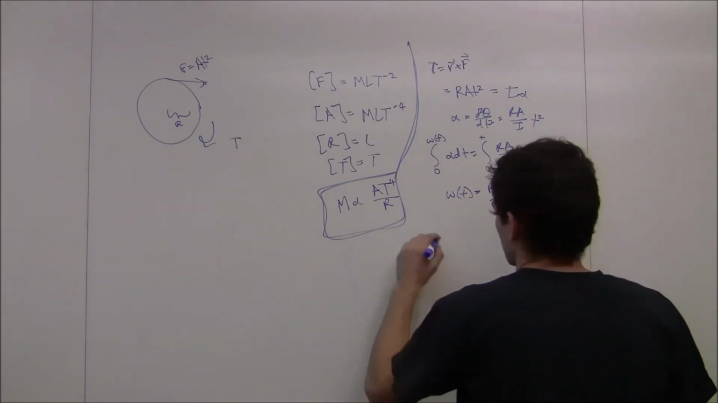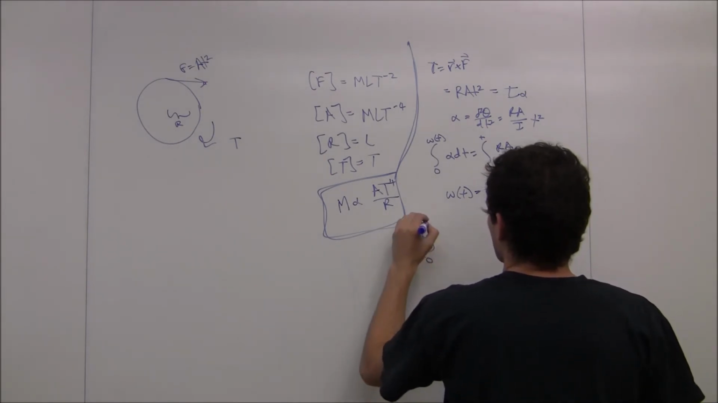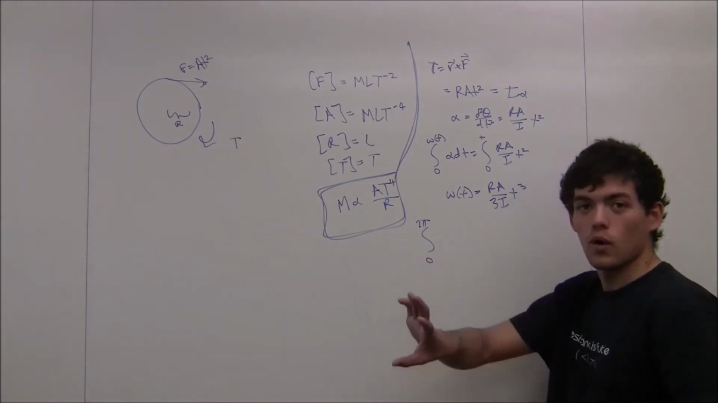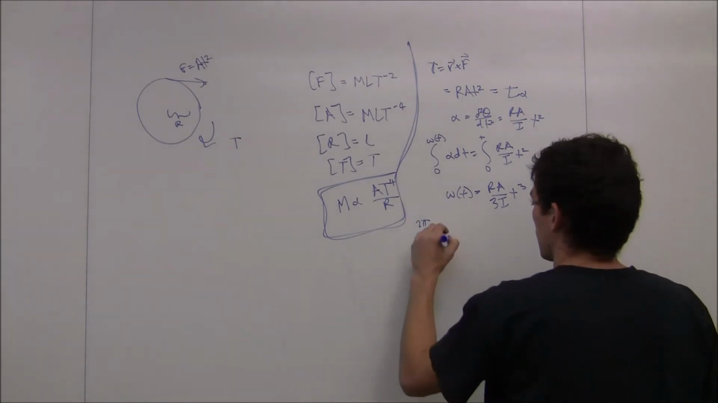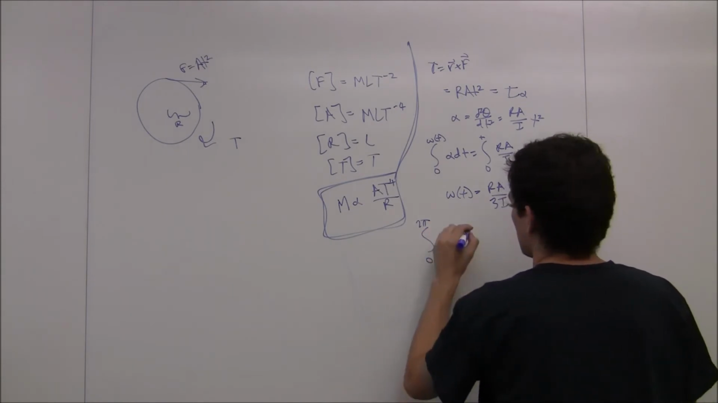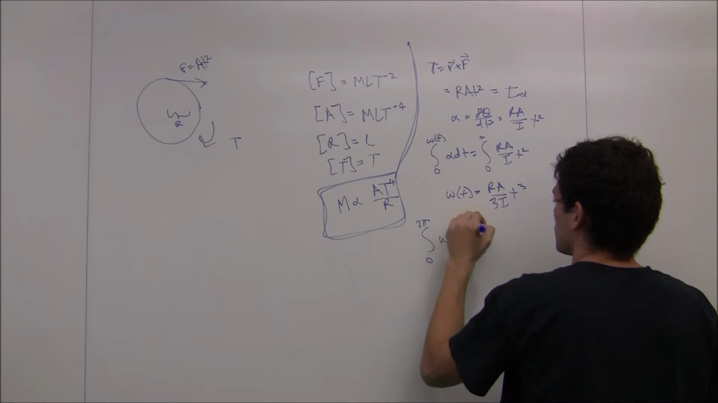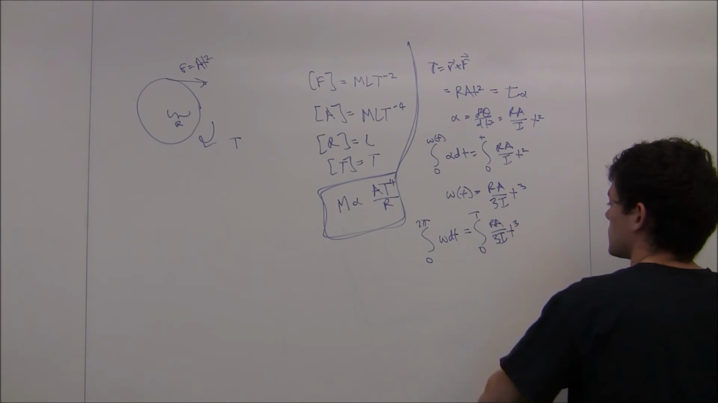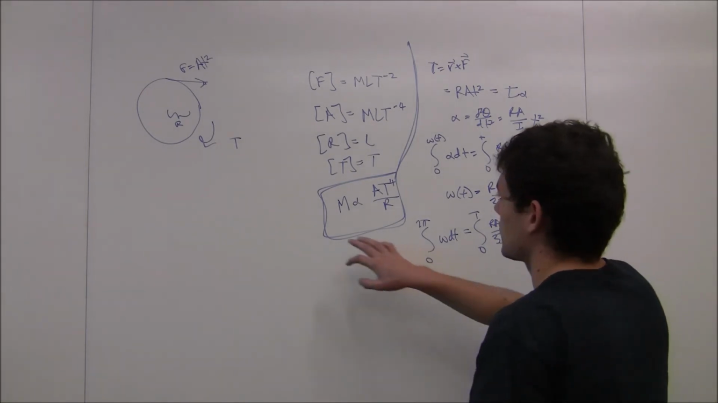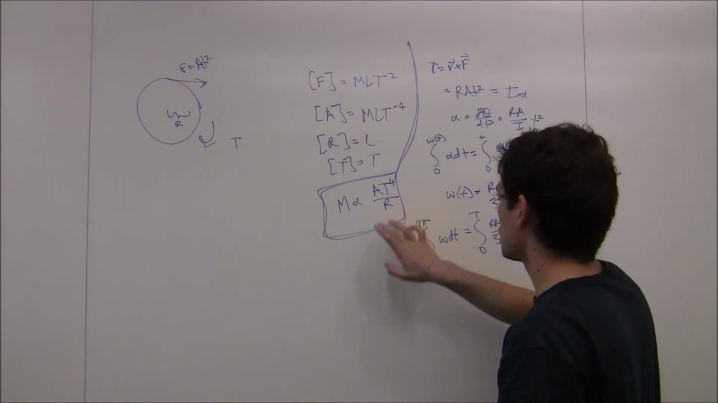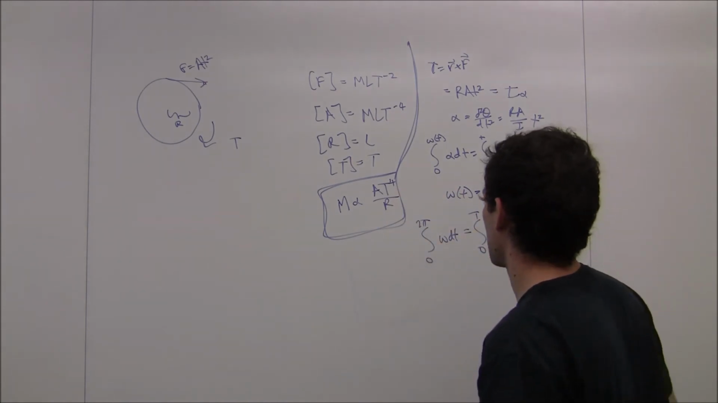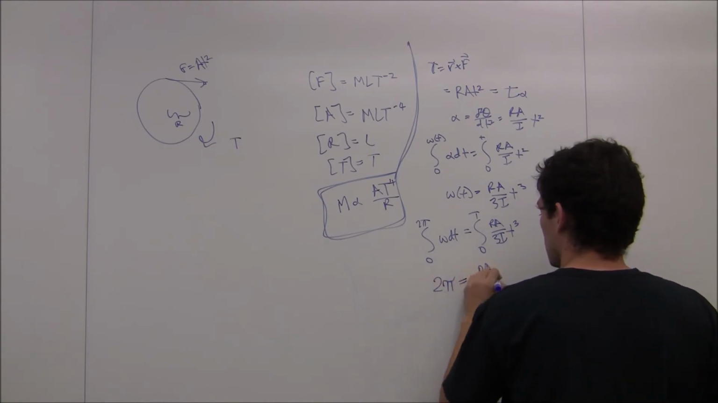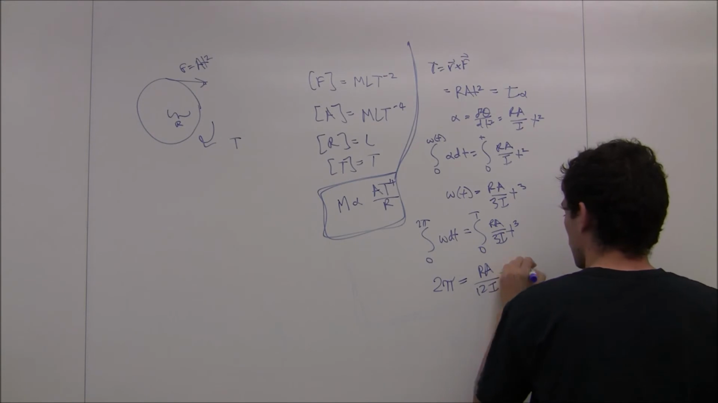Then, of course, we can take immediately another integral, the integral from 0 to 2 pi, so one full rotation, of omega dt. This is going to be the same as the integral from 0 to big T, the period, of rA over 3I t cubed. And we can do this because we know that the wheel makes one full 2 pi radian rotation in a time T. So this tells us that 2 pi is equal to rA over 12I T to the 4th.